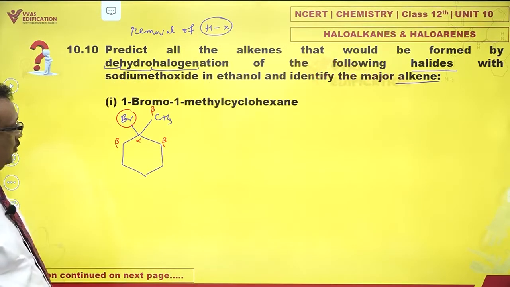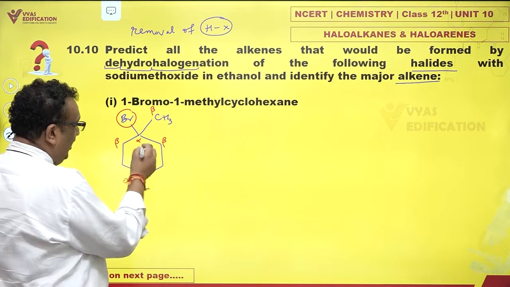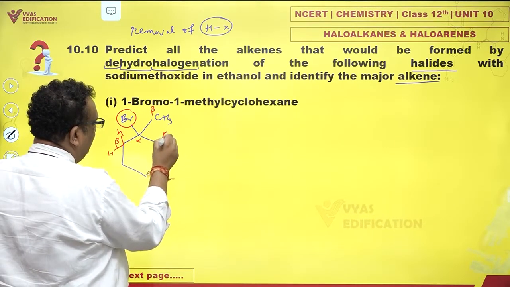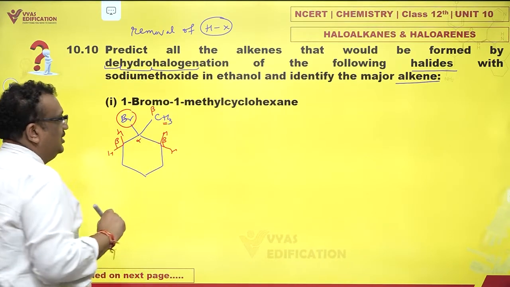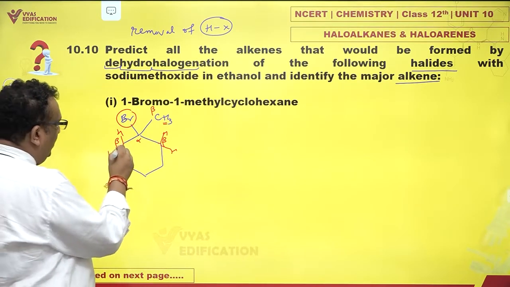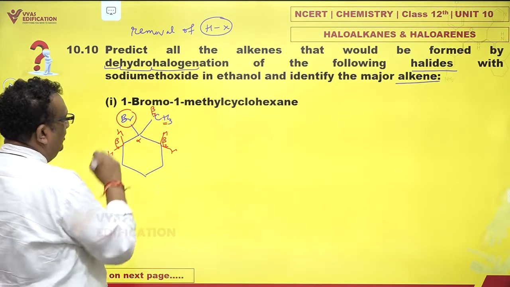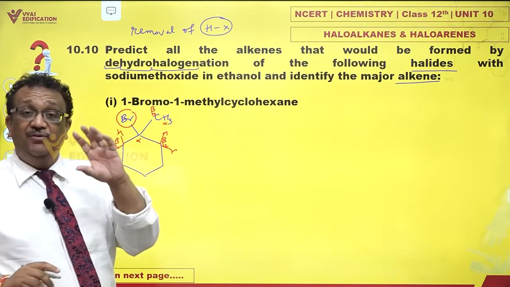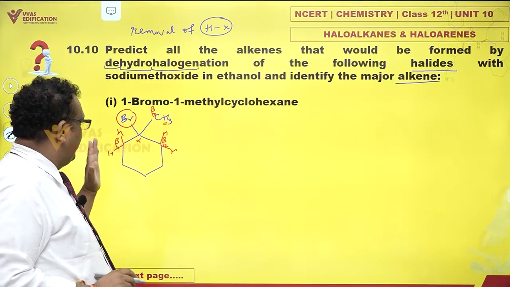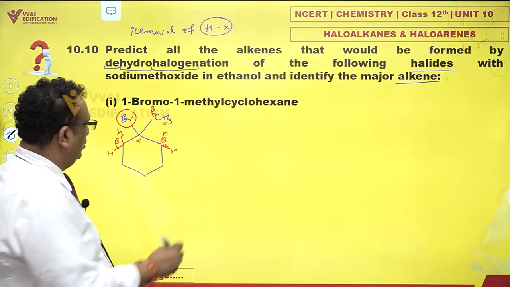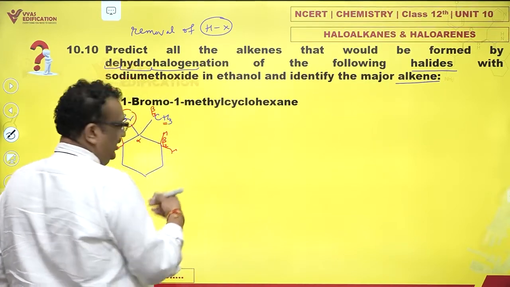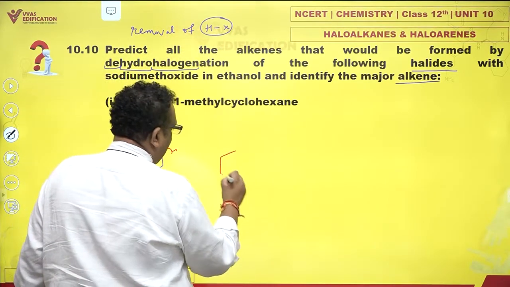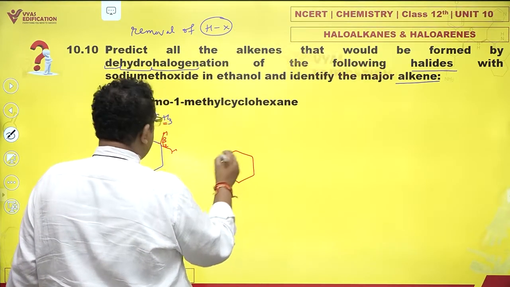So, which hydrogens are there? Of course, there are two hydrogens here, two hydrogens there, and there are three hydrogens on the methyl. If you call them beta 1, beta 2, beta 3, there are three possible locations. By the very design, because of symmetry, beta 1 is the same as beta 2. When you cause the elimination reaction, I'll write down the mechanism also for you. It is a classic E2 mechanism.